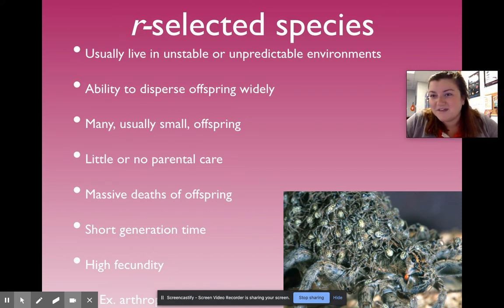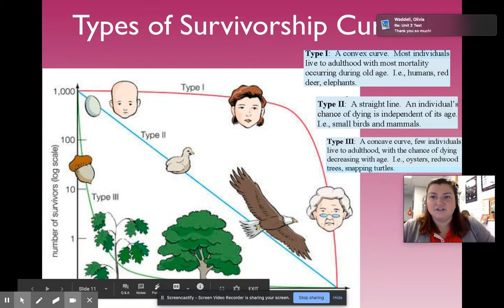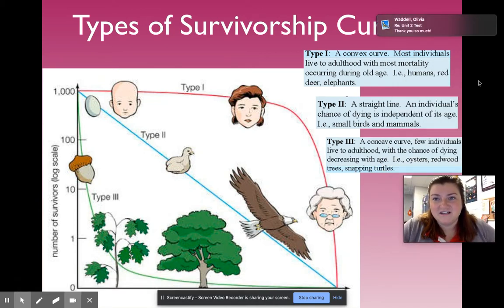An easy way to remember that, maybe. Short generation time. They're just kind of assuming that a lot of the babies aren't going to live. They're like, well, a lot of them might not, but we had a lot, so maybe some will succeed. So that brings us into survivorship curves.